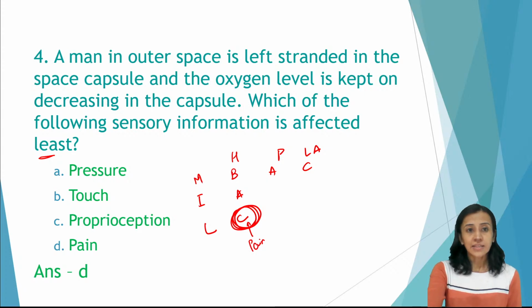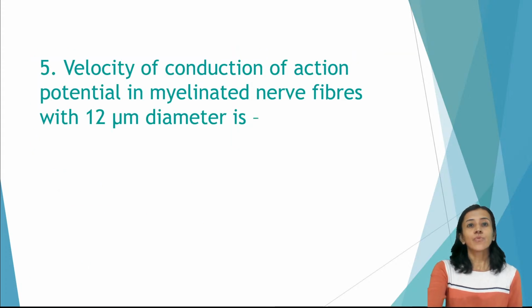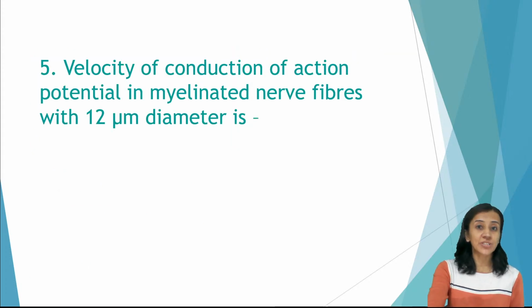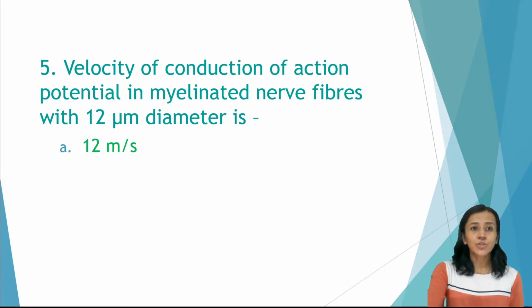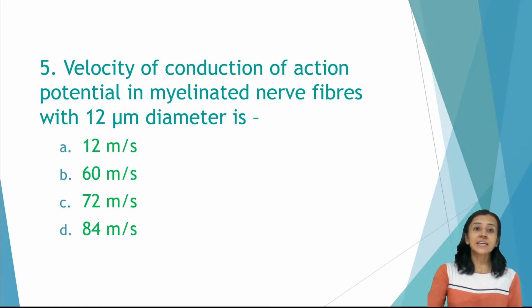Okay, fine. Then next one is velocity of conduction of action potential in myelinated nerve fiber. If we have a myelinated nerve fiber and the diameter of the fiber is 12 micrometers, what is the velocity of conduction of action potential? So now, conduction velocity. Here there is a rule.